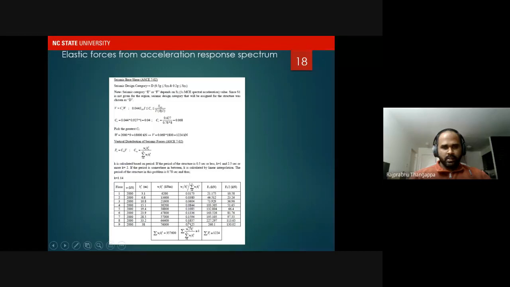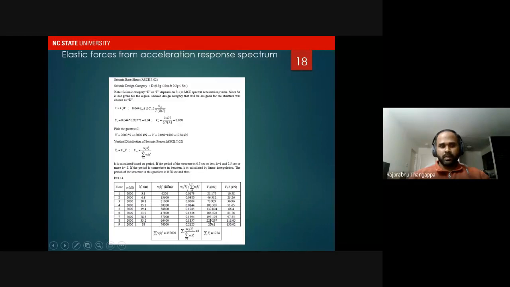And using these factors, you multiply with the seismic base shear, you'd get the respective forces, which would be the equivalent lateral force acting on the system. So this is how the dynamic effect of the earthquake is considered to be equivalent lateral forces acting on the system.